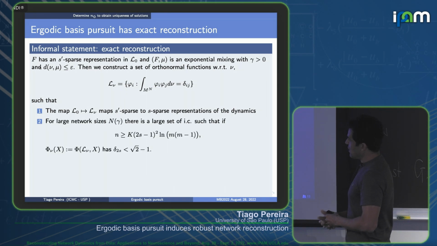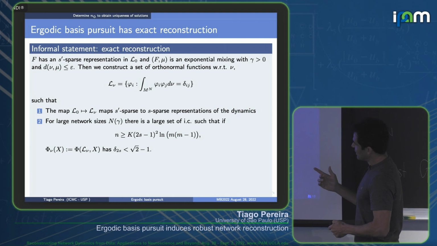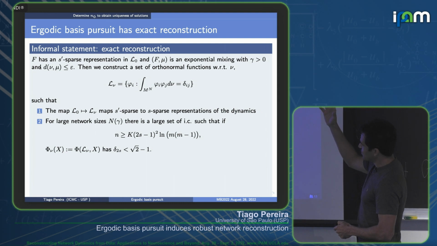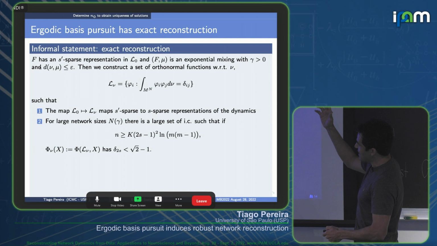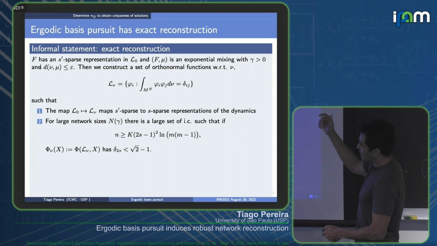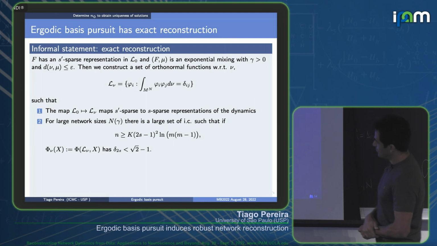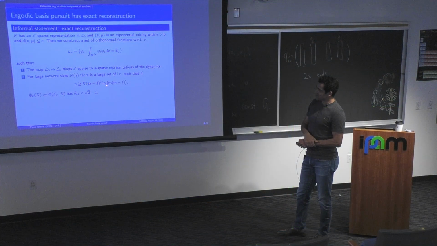Property 2: when the network is very large, then there will be a very large set of initial conditions such that if n, the number of points you measure, is larger than this equation here, then your operator, from this library, will satisfy the condition we need. Yeah? So there is an equation for n. So basically you determine the minimal n. In this case, a constant uniform only depends on the basis.